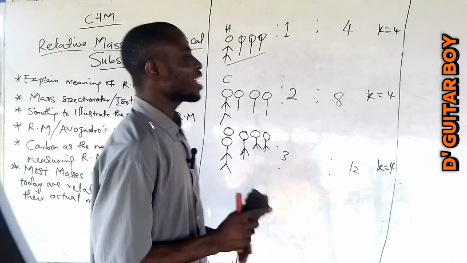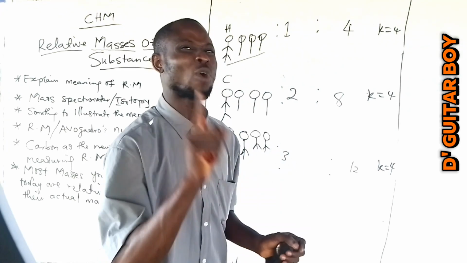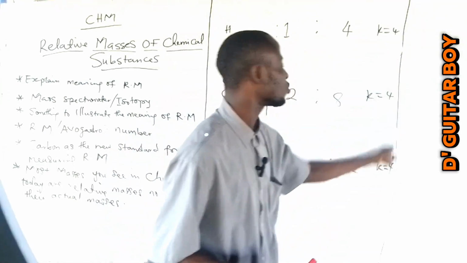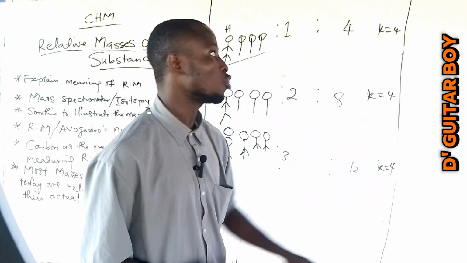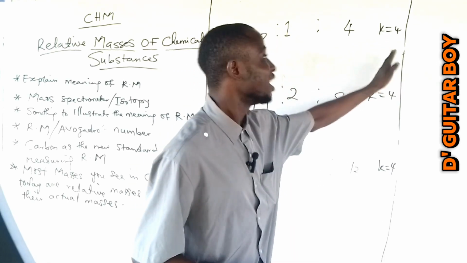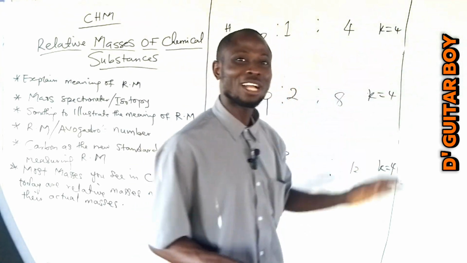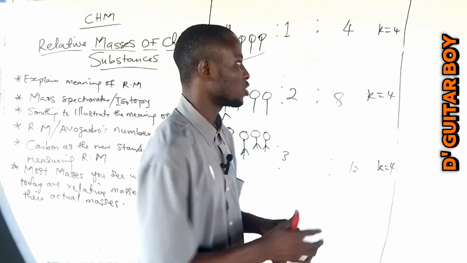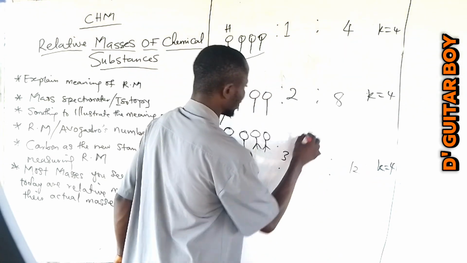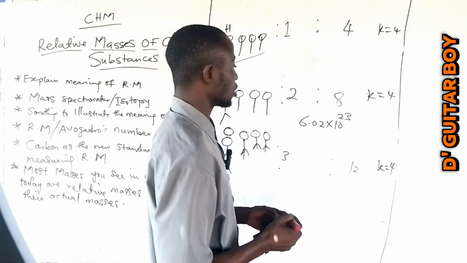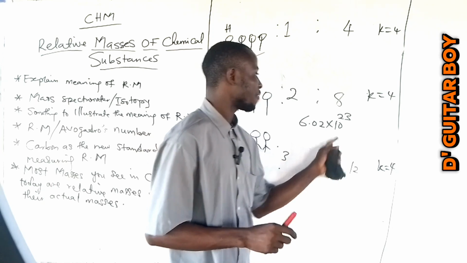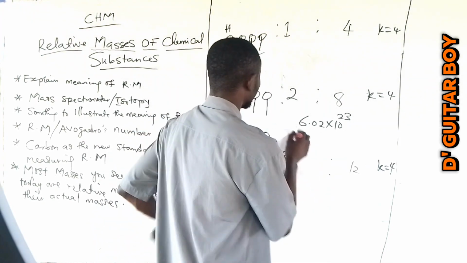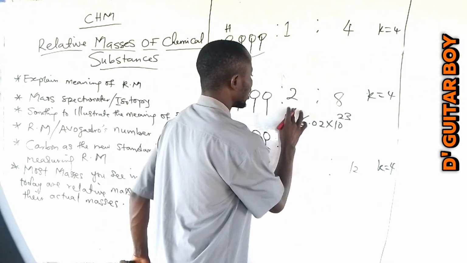Okay, so you now see this is where Avogadro's number comes from. This number you are seeing here is what we call Avogadro's number today, though this is not Avogadro's number. This is how we get the Avogadro's number we are using today. Avogadro's number is 6.02 times 10 raised to power 23. So this is K in chemistry today.